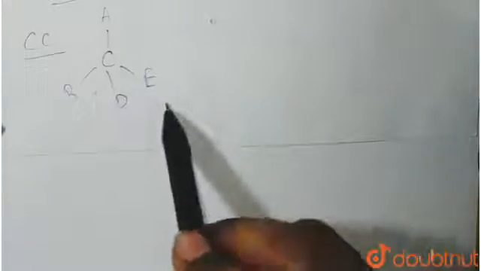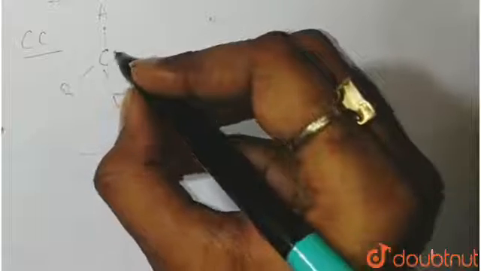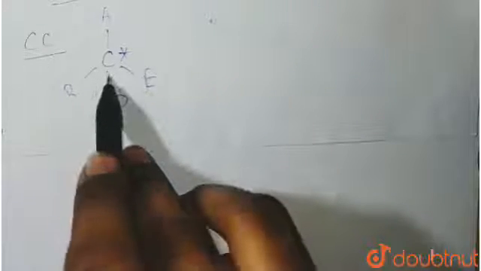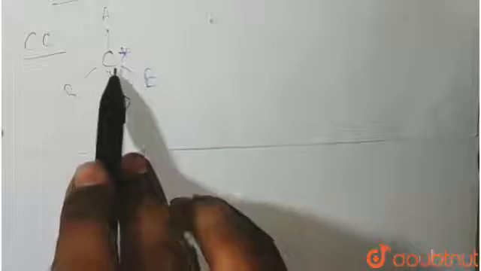First of all, we should know what is optically active and a chiral center. A chiral center is a center which has all 4 different substituents attached to it. See, this is a carbon. Let's say A, B, D are the substituents attached to one carbon, and since all 4 substituents are different, this carbon will be our chiral center.